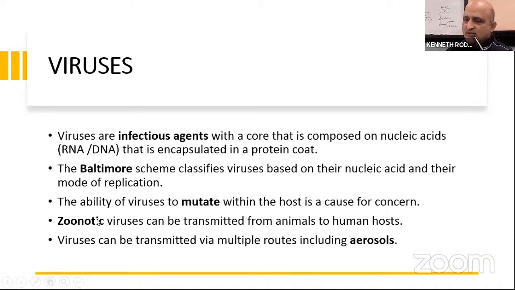We also have zoonotic viruses, which are transmitted from animal to human host and vice versa. We are basically concerned with viruses which are transmitted via multiple routes, including aerosols. Now, if you are keeping in touch with the current research on COVID-19, you will know that there are many publications coming about the ability of the virus to survive on surfaces, what are known as fomites. This is another technical term. More information is coming to light as researchers progress in finding out more about this virus. So this is some information on viruses.